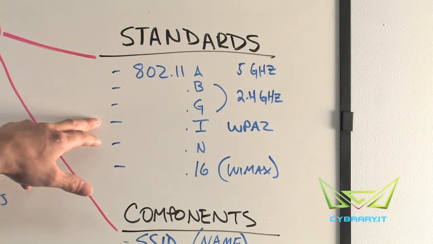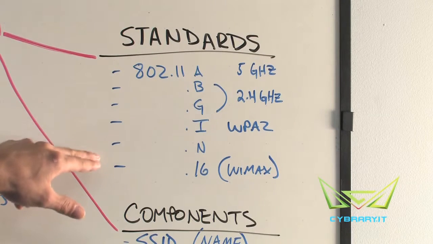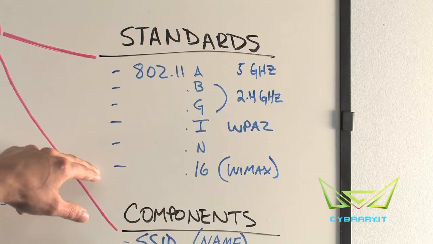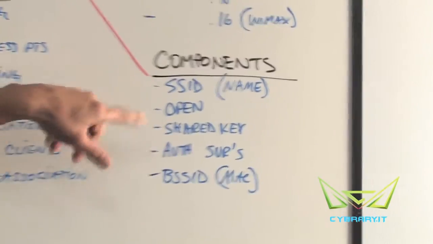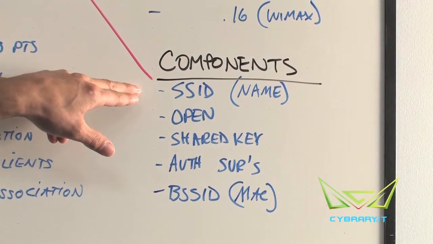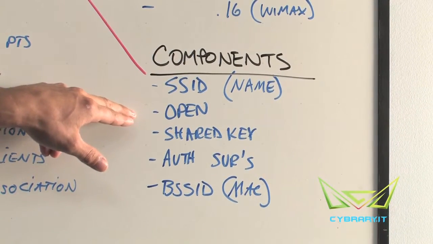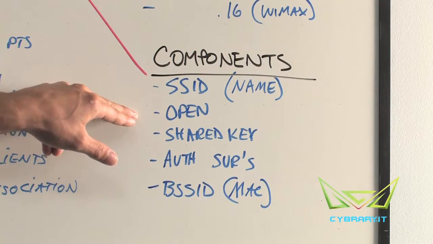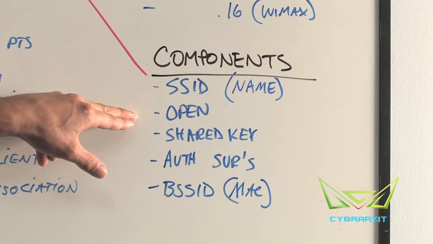Then you have 802.11i. This is where we introduced WPA2. You have 802.11n and 802.16, which is commonly referred to as WiMAX. Also, there's some major components here. You have the SSID, which is the name of our access point. You have the concept of open authentication, or anybody can connect to an access point, which I don't recommend because you're effectively just giving away access to that.